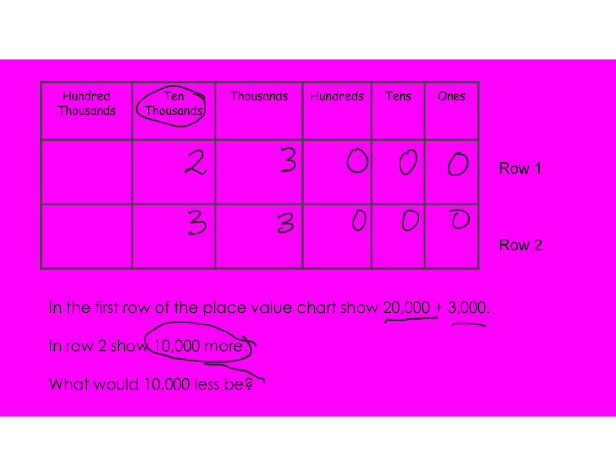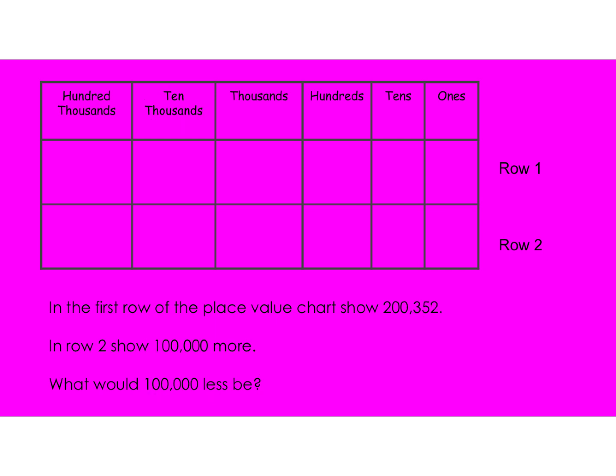Now, how would I show 10,000 less? So I'm going to take my 2, and I want to show 10,000 less. I would take the 2 and make it a 1, and then my answer, 13,000, would be 10,000 less.